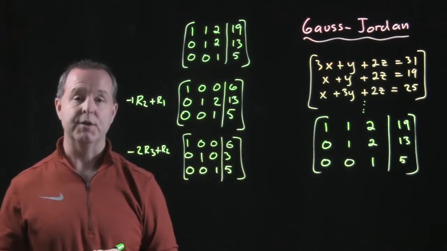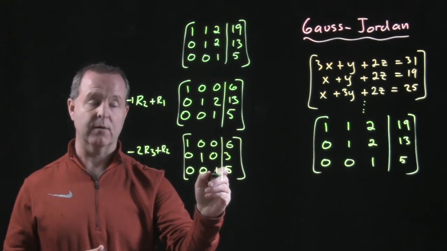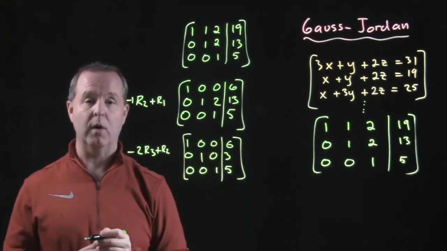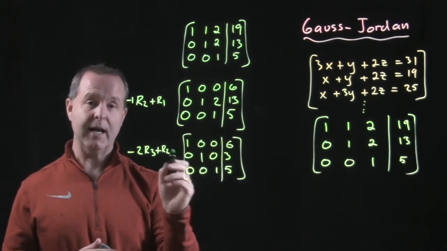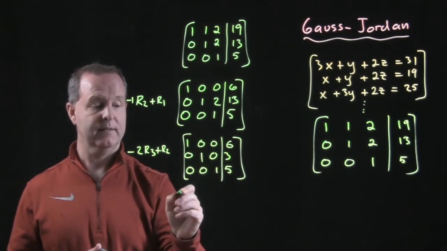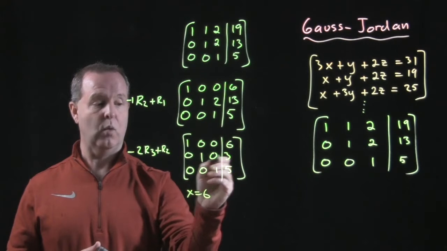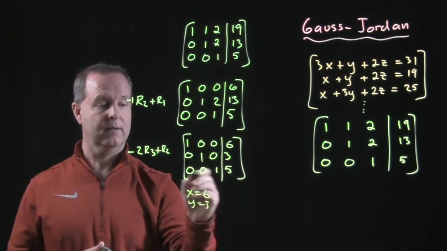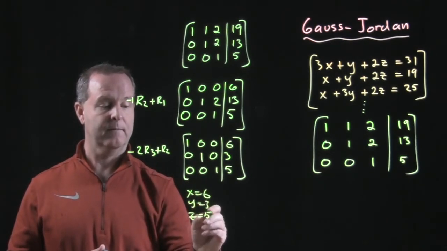And from there, notice that I have ones on the diagonal, and above and below the ones are zeros. So this tells me that x equals 6, y equals 3, and z equals 5.